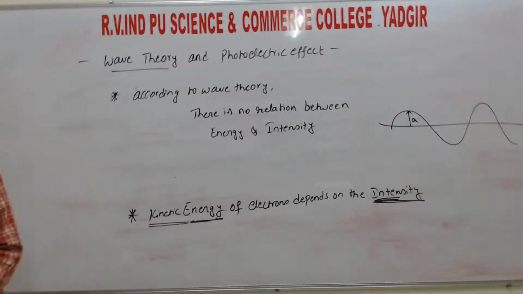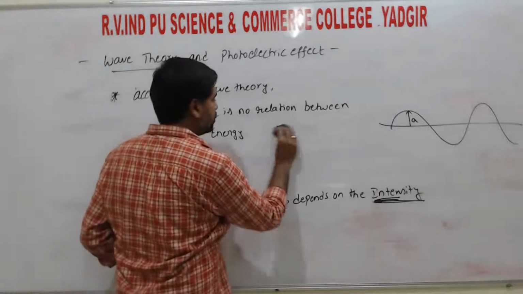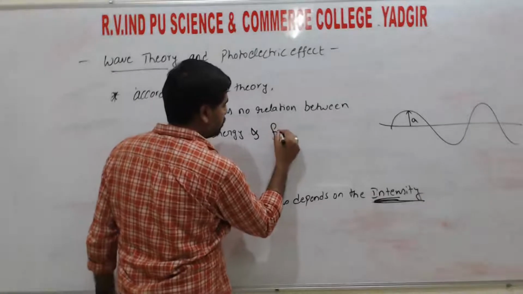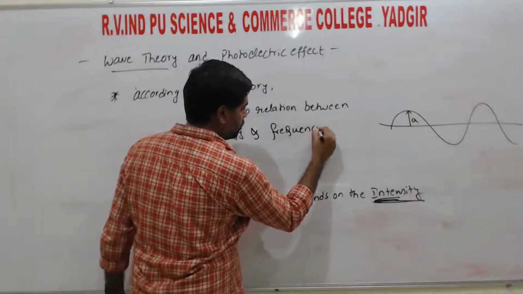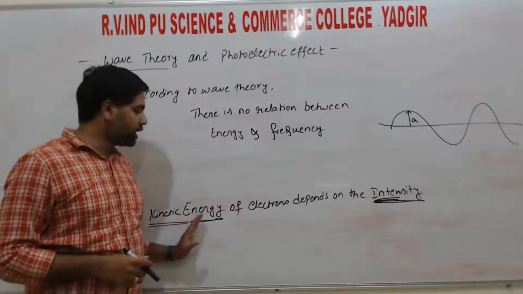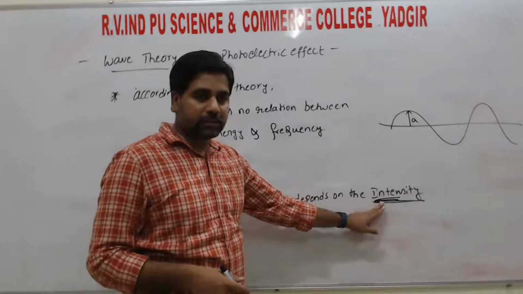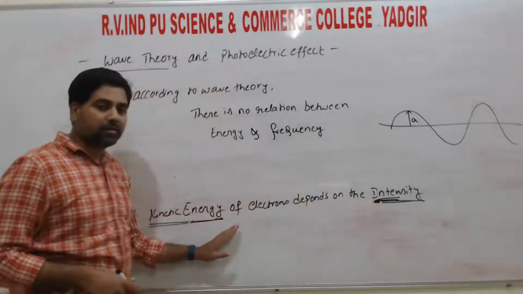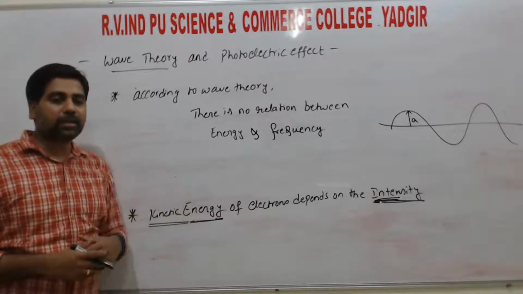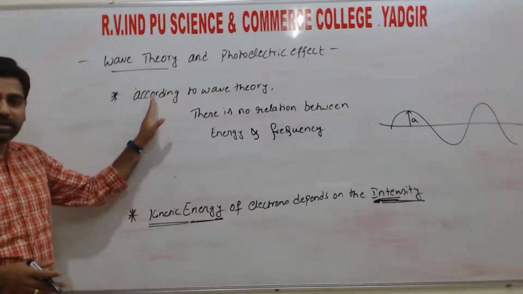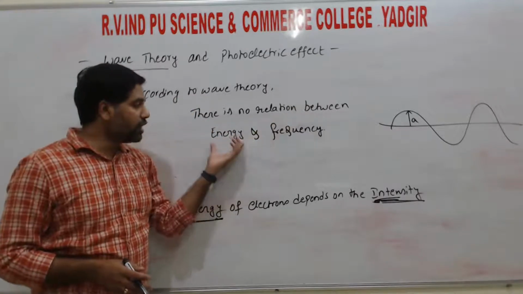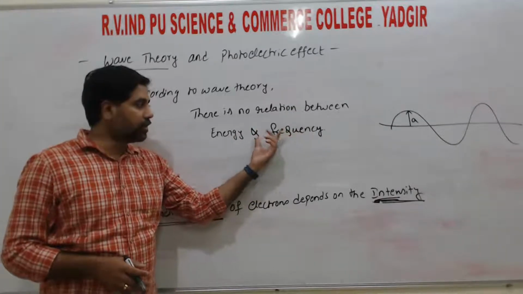So not intensity, but energy and frequency, right? In the first point, according to wave theory, the kinetic energy of the electrons depends on the intensity, but in the experimental study this is not true. That is, this statement contradicts the experimental study, right? Here in the second statement, according to the wave theory, there is no relation between the energy and the frequency, right?